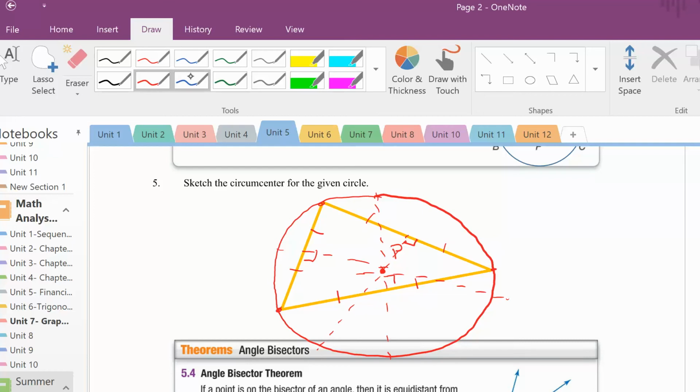Now what that means is that if this is the circumcenter, it means that from here to there, from here to there, and here to the vertex there, these are all going to be congruent. And that's what it means to be the circumcenter. It's the center of a circumscribed circle, and it's also equidistant from the three vertices of the triangle. All right, but the circumcenter is the intersection of the perpendicular bisectors in a triangle.